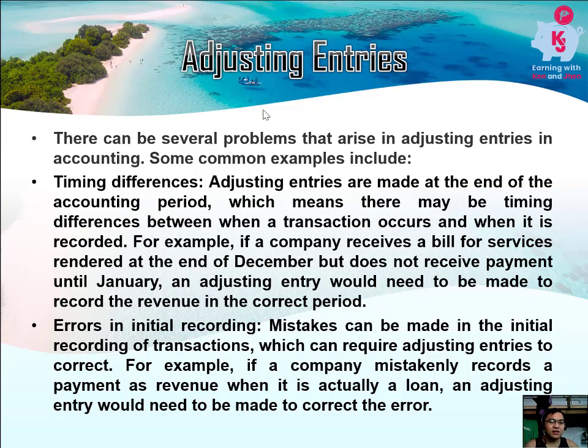Errors in initial recording. Mistakes can be made in the initial recording of transactions, which can require adjusting entries to correct. For example, if a company mistakenly records a payment as revenue, but it is actually a loan, an adjusting entry would need to be made to correct the error.